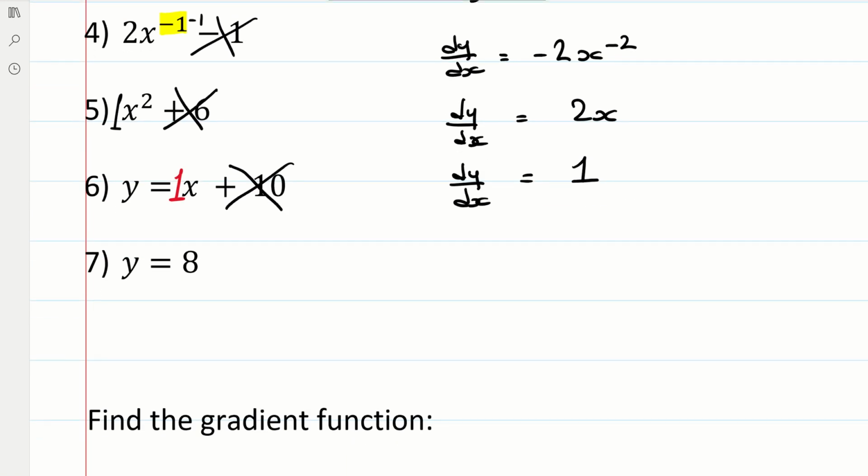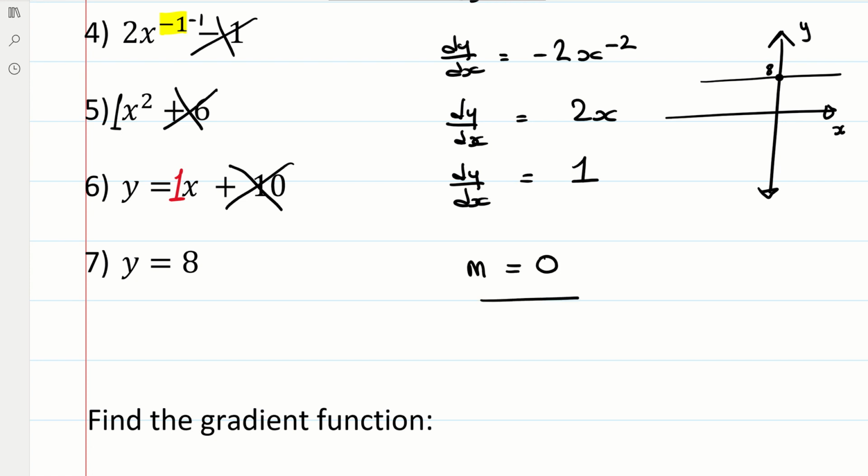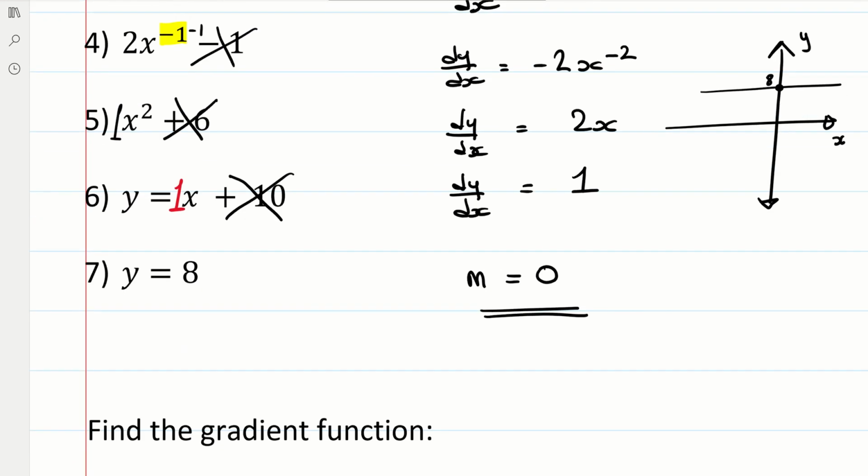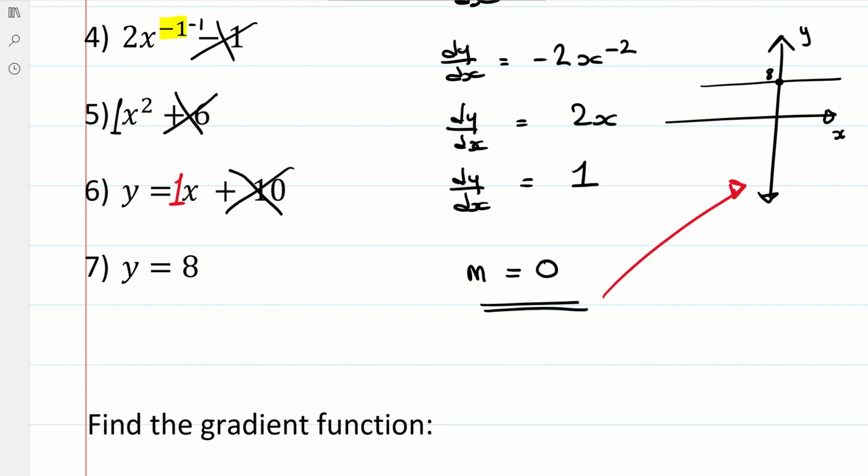And y equals 8, if I draw that straight line, that's x, that's y equals 8. It's a line that cuts the y-axis at 8. It's a completely horizontal line. The gradient is 0. So these are just things you need to be aware of.